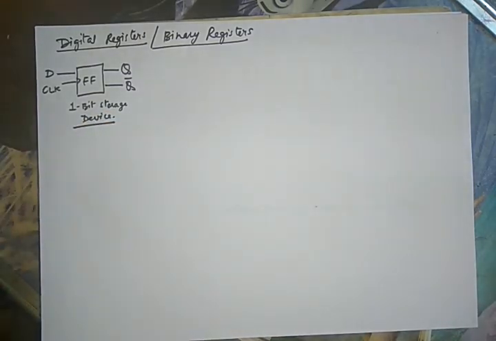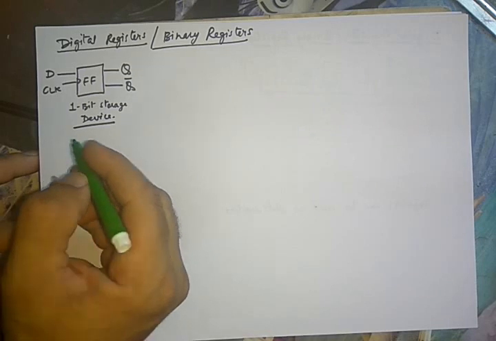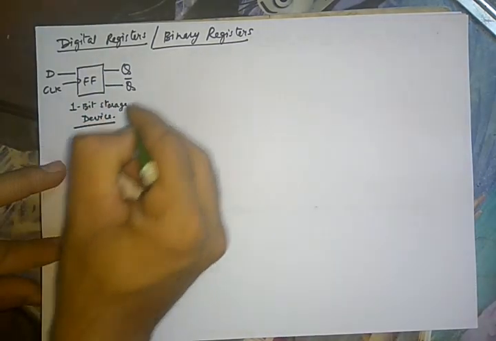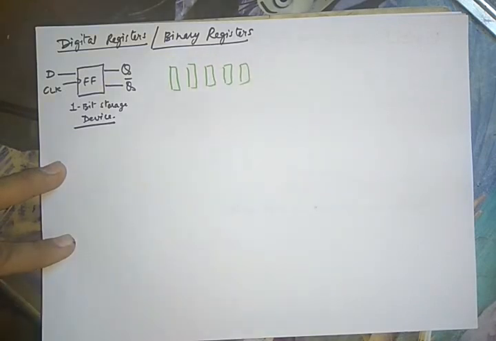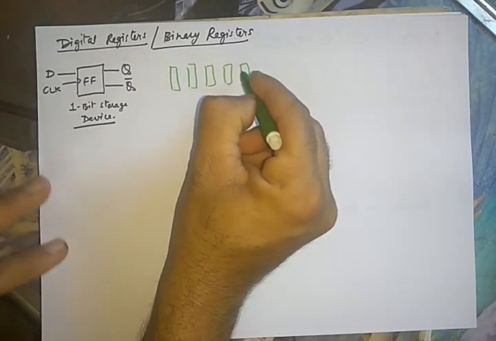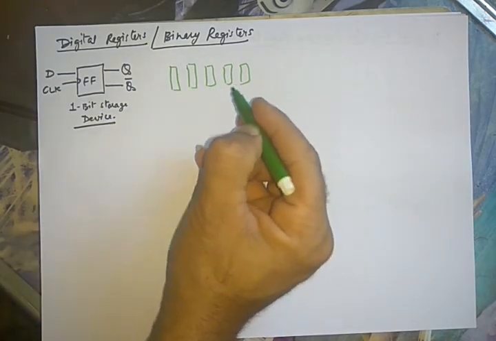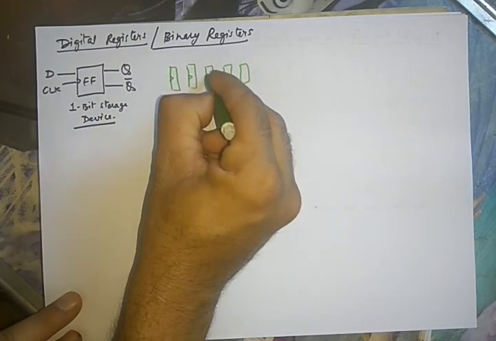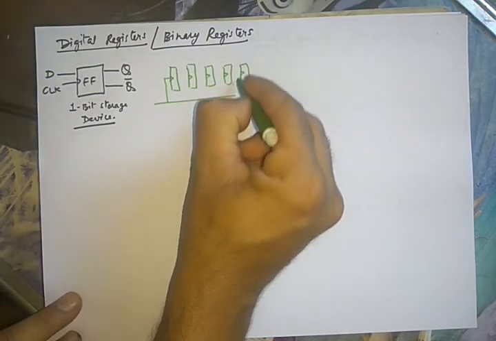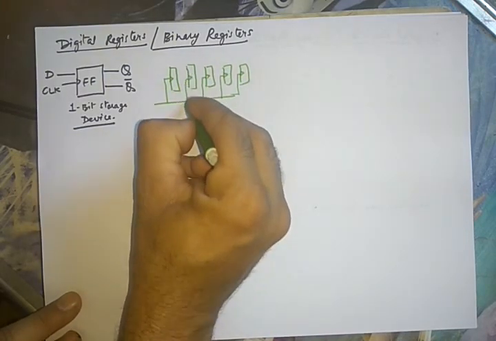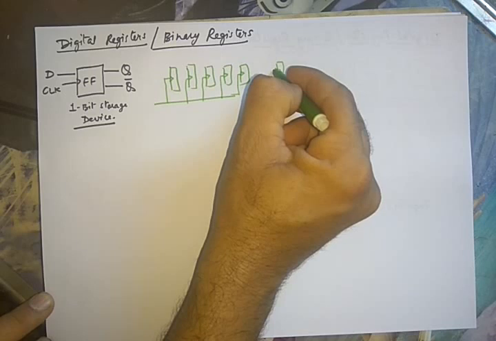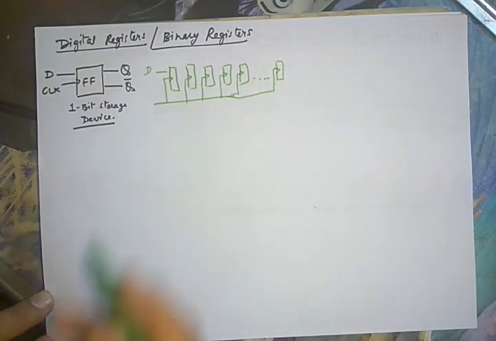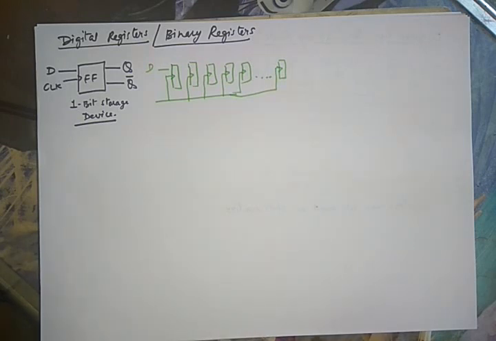Okay, now if we want to increase the capacity to store more number of bits, then we have to add number of parallel flip-flops with a common clock signal. This grouping is known as register.